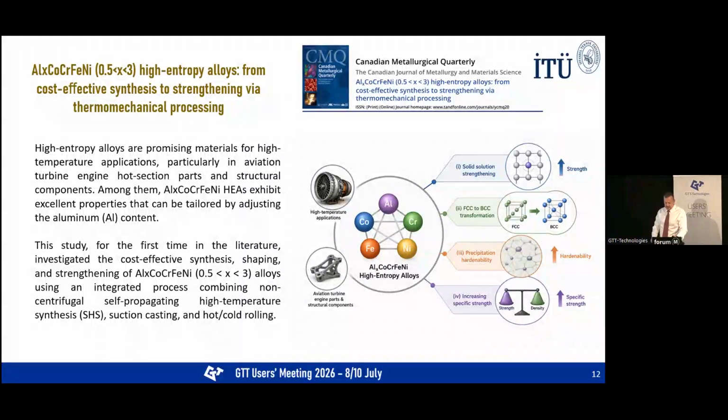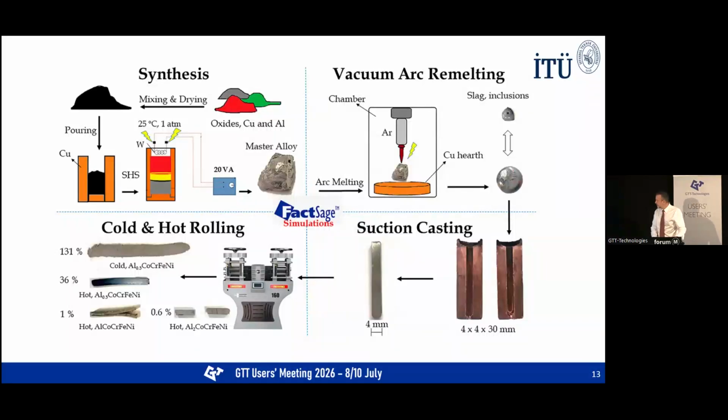In this study, we produce these alloys again directly from oxide by means of the SHS process, and then following suction casting and thermomechanical processes, we determined the mechanical properties. This slide summarizes our complete processing road. We started with the oxide precursors and SHS, then we produce master alloy, then the master alloy goes to vacuum arc remelting, then suction casting, and then hot and cold rolling to investigate their deformability and strengthening behavior.